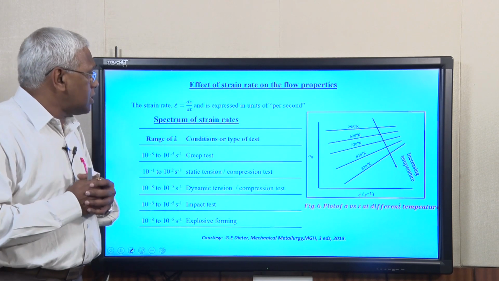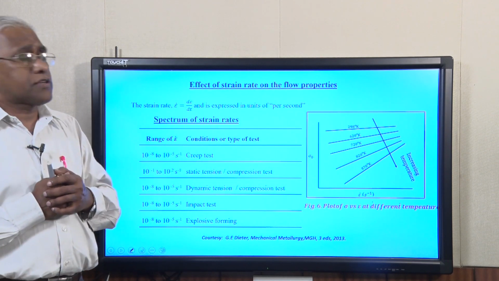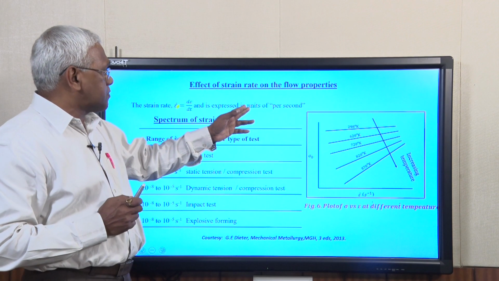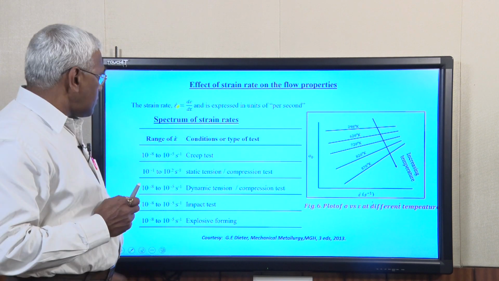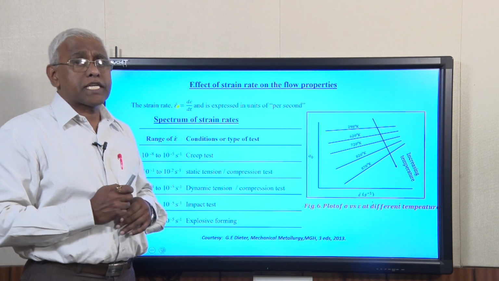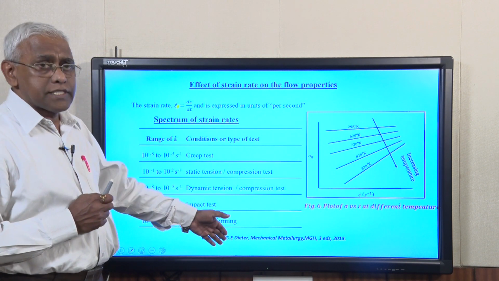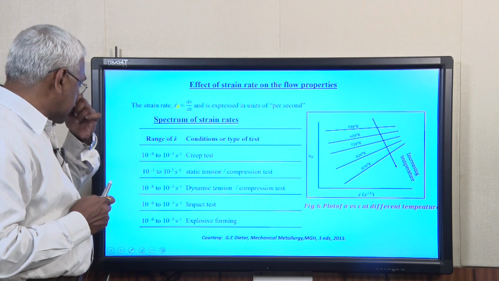So, you have to know about the effect of strain rate on the flow properties of the material. If you are carrying out tests at different temperatures, the strain rate is expressed by this rate of strain, that is epsilon dot, which is equal to d epsilon by dt, expressed in terms of per second. When you look at the spectrum of strain rate, this data is taken from G. Dieter, Mechanical Metallurgy.